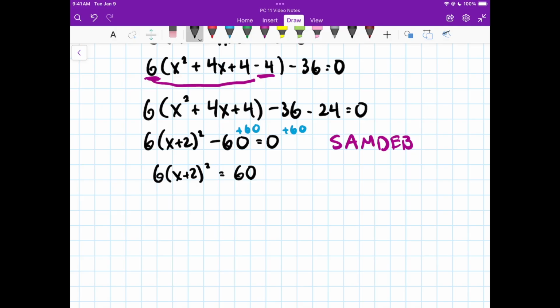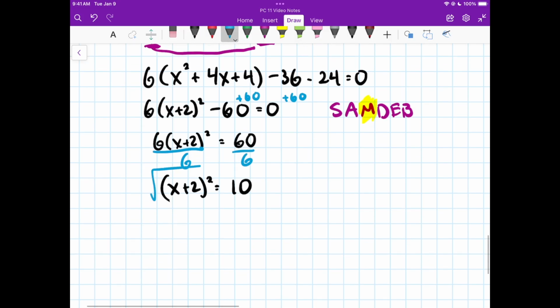Great. But this is where things are a little bit different, because our next thing that we want to deal with is multiplication. So before we do the square root, we need to get rid of that 6, and that is something people tend to forget. So at this stage, we want to divide both sides by 6, which gets me (x + 2)² = 10. And from this point on, this is just the same thing as the previous ones.